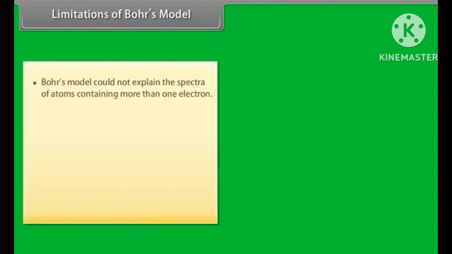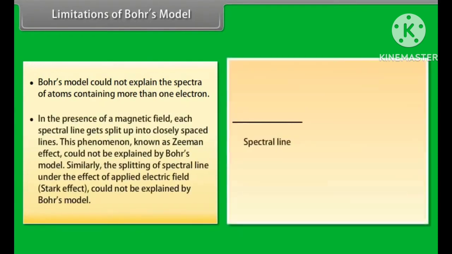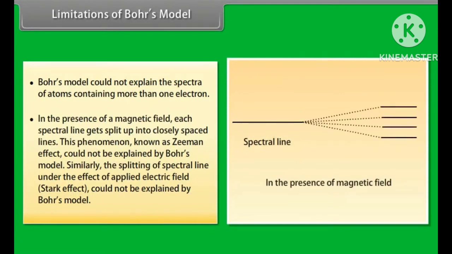Limitations of Bohr's model. Number 1. Bohr's model could not explain the spectra of atoms containing more than one electron. Number 2. In the presence of a magnetic field, each spectral line gets split up into closely spaced lines. This phenomenon, known as Zeeman effect, could not be explained by Bohr's model. Similarly, the splitting of spectral lines under the effect of applied electric field, that is, Stark effect, could not be explained by Bohr's model.